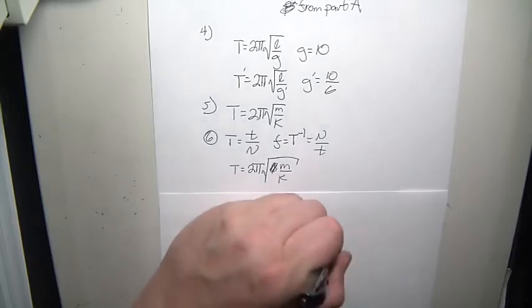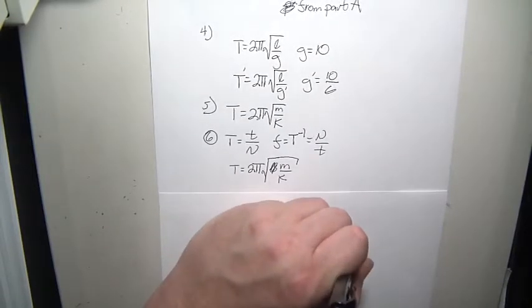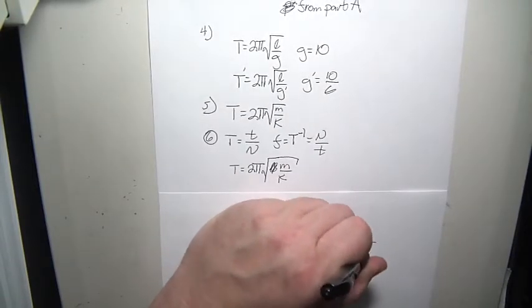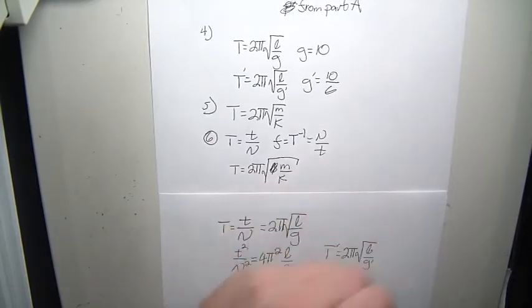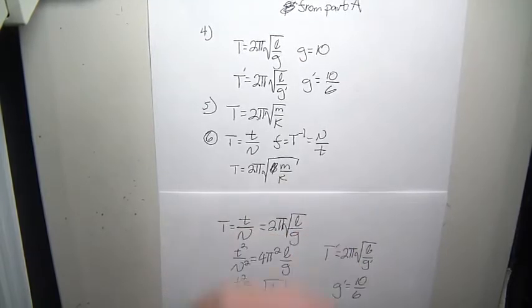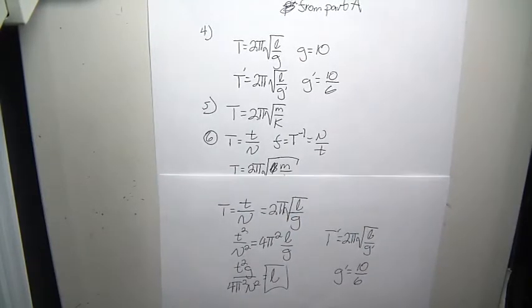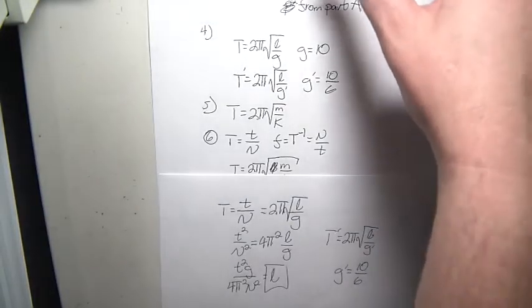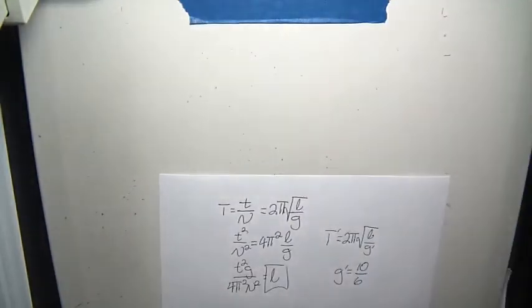Go to the moon. New period. 2 pi square root of L over G prime. The L is what you get from part 1. G prime is 10 over 6. And then that's it for number 7.